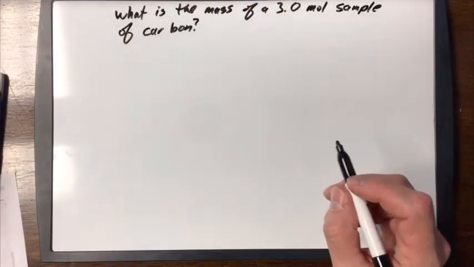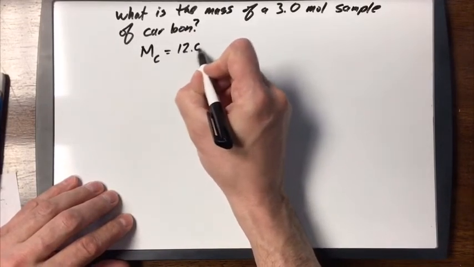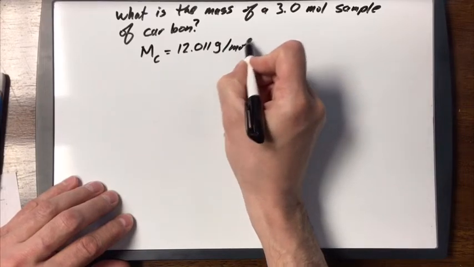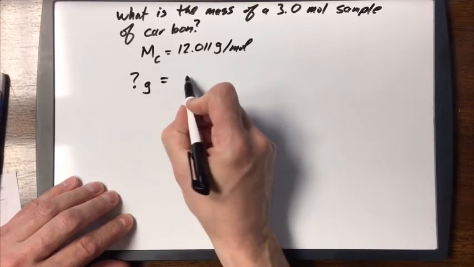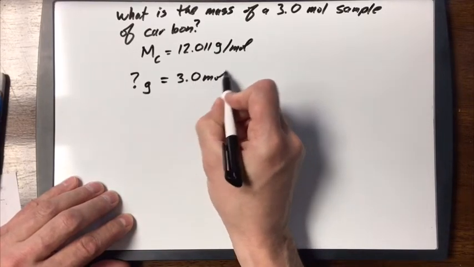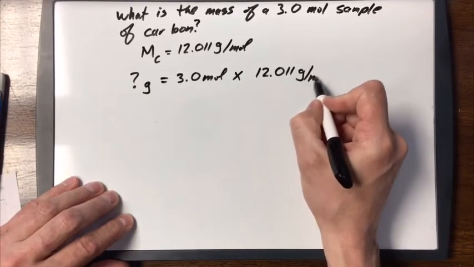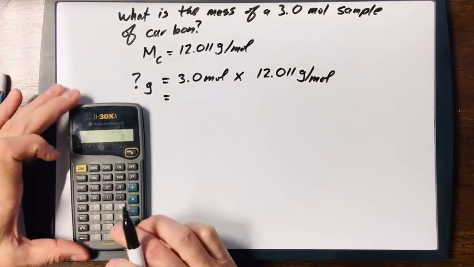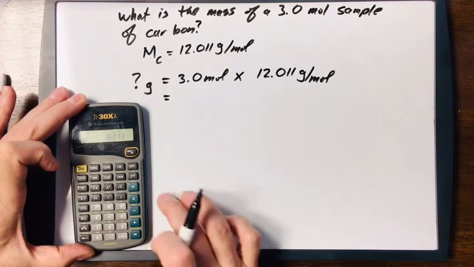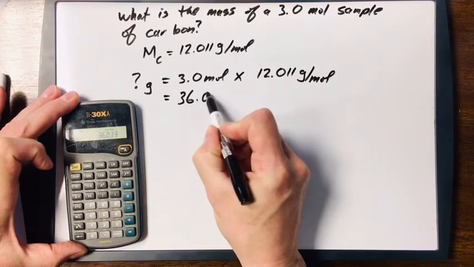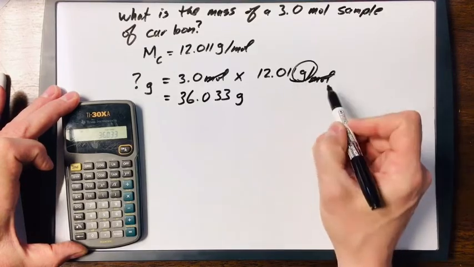In order to go from mass to moles, we are going to need to know the molar mass. So the molar mass of carbon, as we've just seen, is 12.011 grams per mole. We're asking for the mass, which is grams, so we want to go question mark grams is equal to 3.0 moles multiplied by 12.011 grams for each mole, or grams per mole. We're going to take 3 times 12.011, and we're going to get 36.033 grams. Notice that the moles cancel out. We're going to be left with our grams unit.